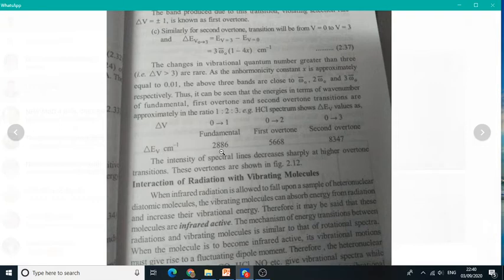Then for the first overtone transition, the delta E phi value here is 5668. And for the second overtone transition, that means the transition from phi equal to 0 to phi equal to 3, the delta E phi value here is 8347. The intensity of spectral lines decreases sharply at higher overtone transitions. These overtones are shown in the figure.